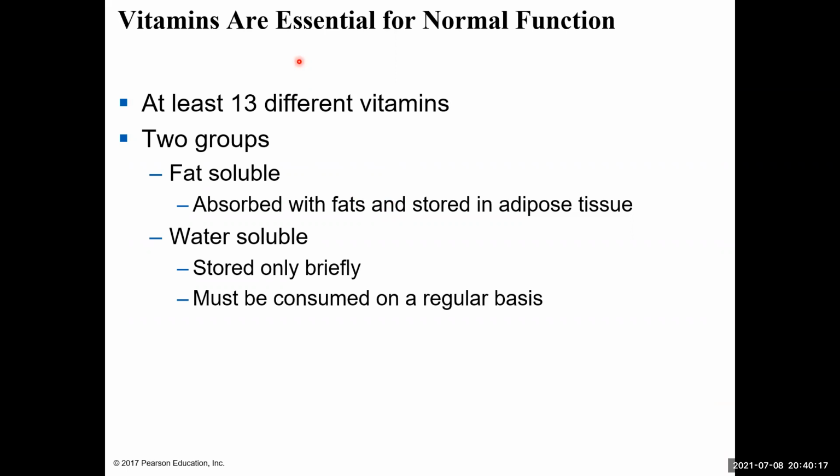Vitamins are essential for normal function, so at least 13 different vitamins are needed. You have two different groups of vitamins. You have fat-soluble vitamins and you have water-soluble vitamins. Fat-soluble are absorbed with fats and stored in adipose tissue, so they're stored in your fat tissue themselves. Water soluble is only stored briefly, and we have to consume those water soluble vitamins on a regular basis because our body can't store those water soluble vitamins like they can store fat soluble vitamins.